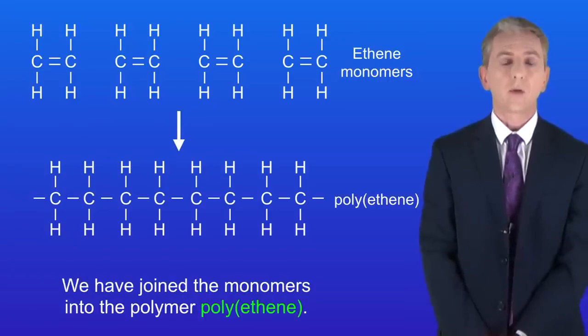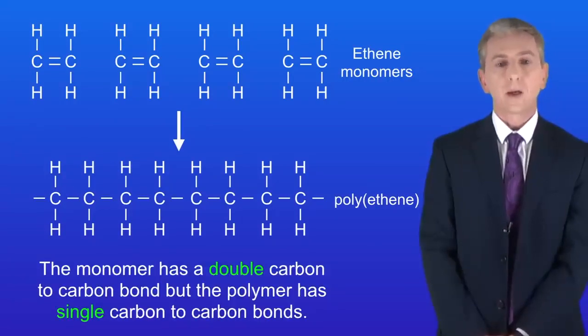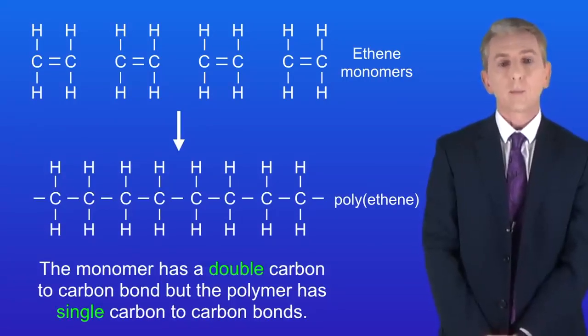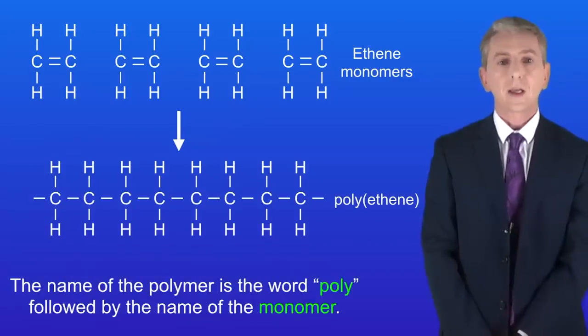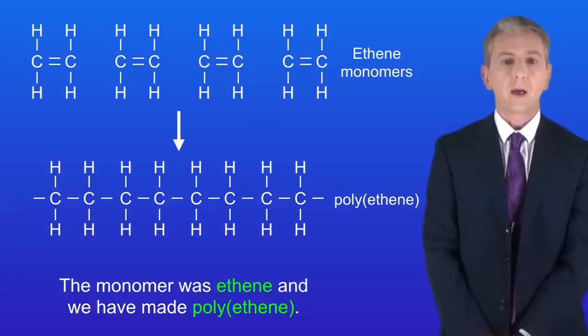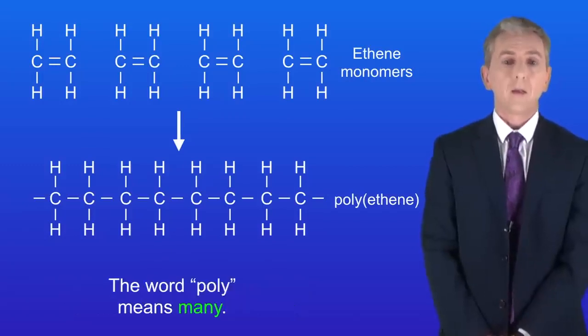Now, there are a couple of points about this. Firstly, the monomer has a double carbon-to-carbon bond, but the polymer has single carbon-to-carbon bonds. Secondly, the name of the polymer is the word poly followed by the name of the monomer. So the monomer was ethene, and we've made polyethene. The word poly simply means many.